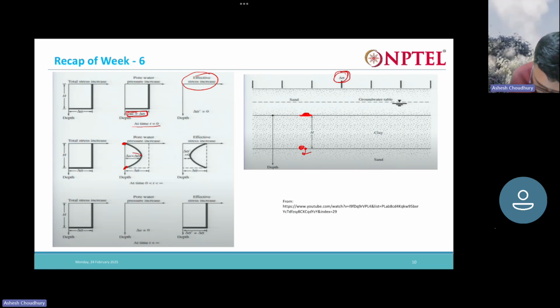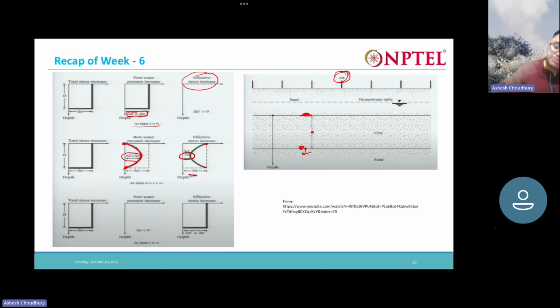The pore water pressure is going to get reduced. Initially it was delta sigma, now it will get reduced. And this is how the pore water pressure distribution is going to be. The effective stress at the top and bottom is going to be the maximum, which is nothing but delta sigma. At the center, in the middle, the effective stress is going to be the minimum because the excess pore water pressure is maximum there.